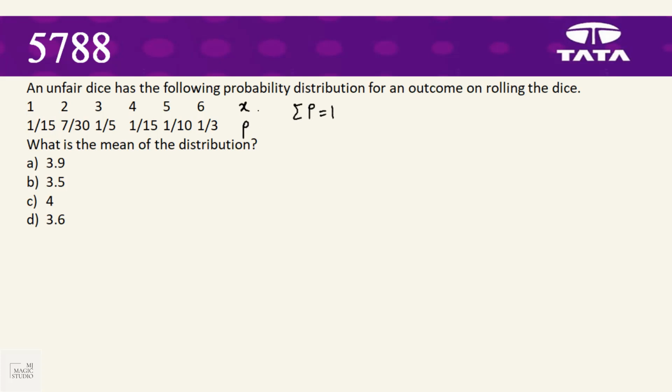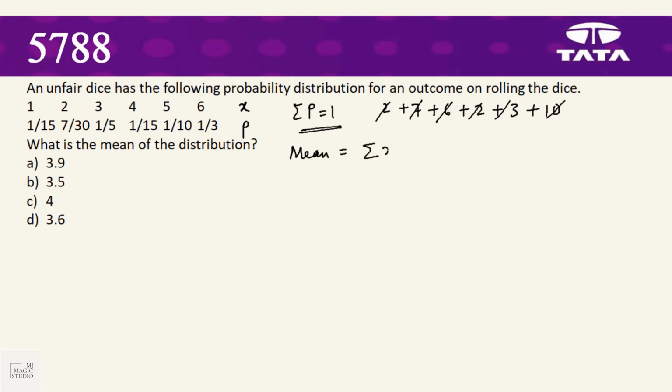Denominator is 30. Let me make it 30 for all. This is 2 by 30, 7 by 30. For 30 we need 6. For 30 we need 2. For 30 we need 3. For 30 we need 10. So that is 15 and 15, 30. Done. Total of summation P is 1.